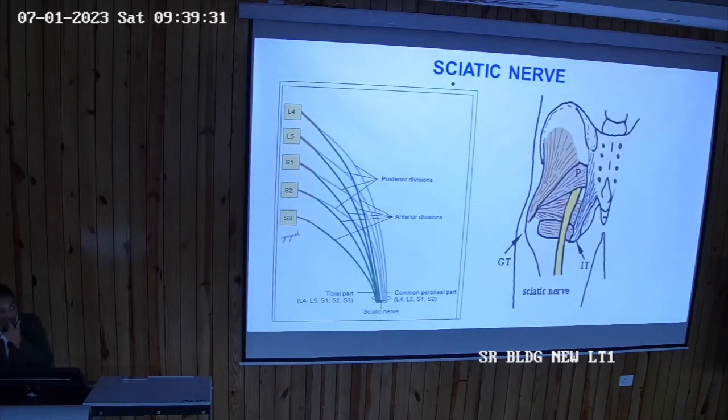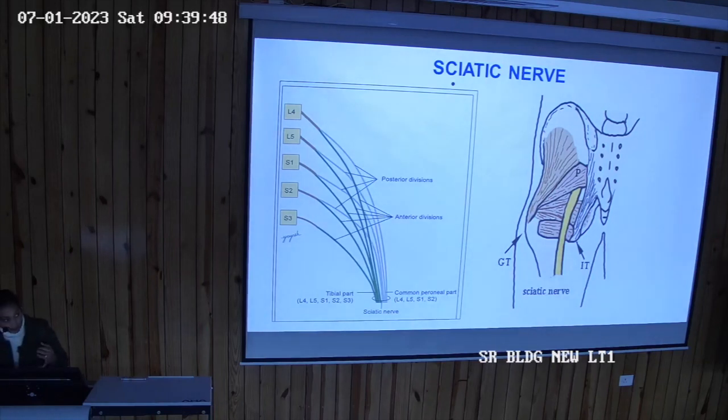So we have discussed all the muscles of the back of thigh. Did everyone understand? Should I ask? Okay, I will ask at the end.